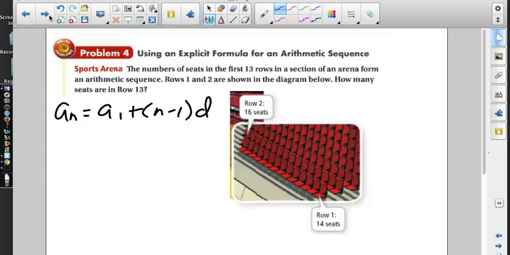Well, to do this, we need 2 things. And before you came in today, we highlighted them on that front page. What are the only 2 things you need to write an arithmetic sequence? Common difference and a sub 1. So, do we know how many seats are in the first row? Yes, it's right here. There's 14.